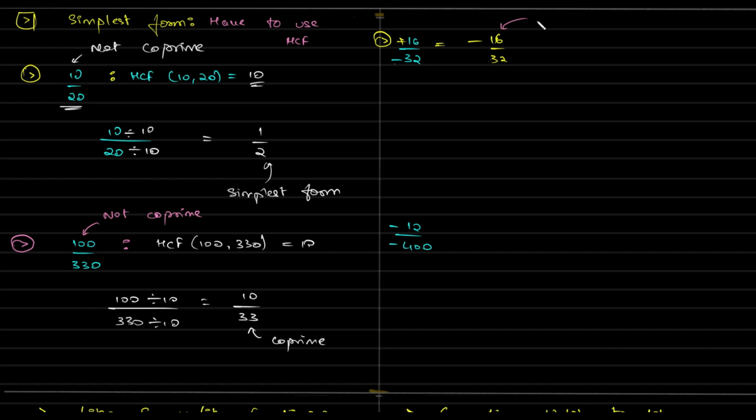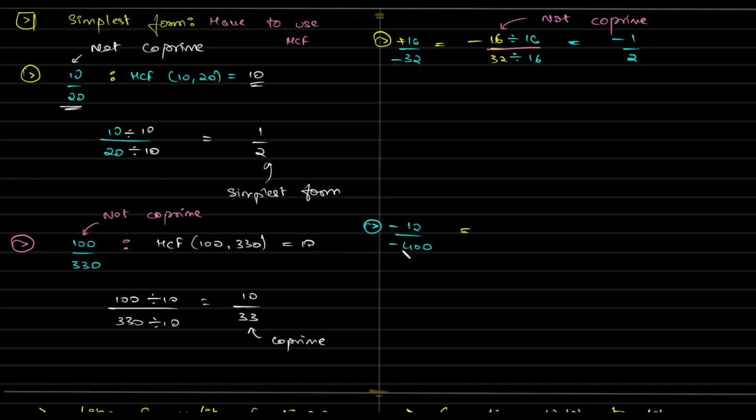And now we are looking at they are not co-prime. So we're going to divide both the numerator and denominator with the HCF, and the HCF between 16 and 32 is 16 because 16 can divide 32, so HCF is 16 itself. So minus 1 by 2. Okay. So again, always simplify the signs first, then move on to the next step. If not, don't start the next step.